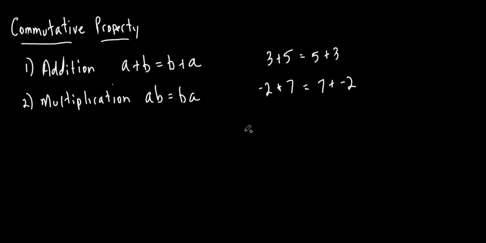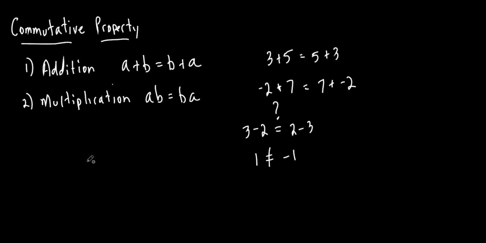Is there a commutative property for subtraction? Let's think about it. Is 3 minus 2 the same thing? I'll put a question mark over it. Is 3 minus 2 the same thing as 2 minus 3? That would be the commutative property of subtraction. But is it true? Does it work? Is 3 minus 2 the same thing as 2 minus 3? No, it's not. What's 3 minus 2? It's 1. What's 2 minus 3? It's negative 1. Are they equal to each other? No, they're not.